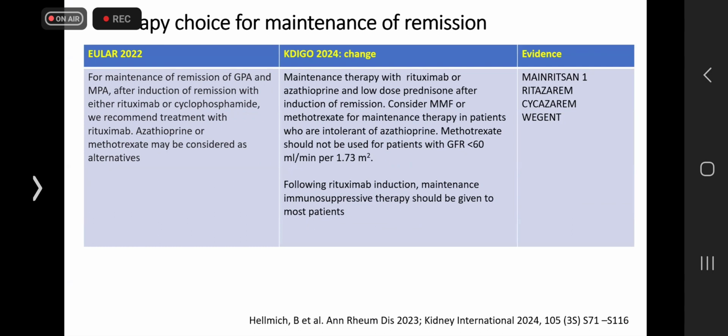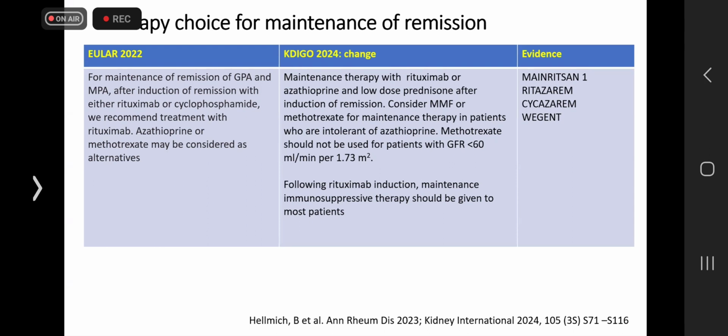Moving on to maintenance therapy. For EULAR 2022, the maintenance regimen says that after induction with rituximab or cyclophosphamide, they recommend maintenance treatment with rituximab. Azathioprine or methotrexate can be considered as alternatives. For KDIGO 2024, it recommends either rituximab or azathioprine with low-dose prednisone after induction of remission, and also says to consider MMF or methotrexate in patients who are intolerant of azathioprine.